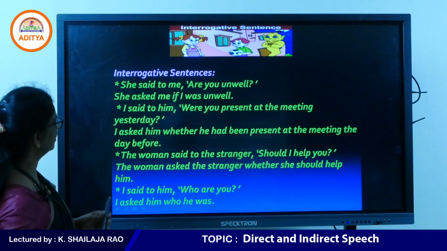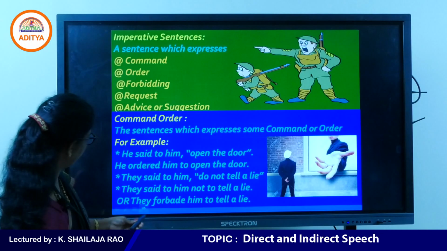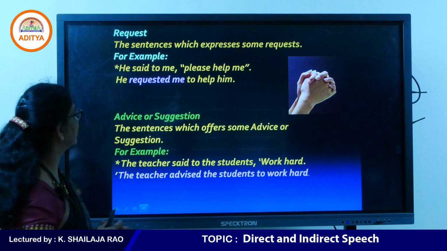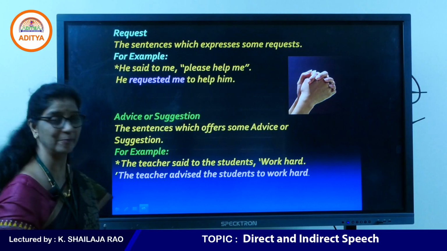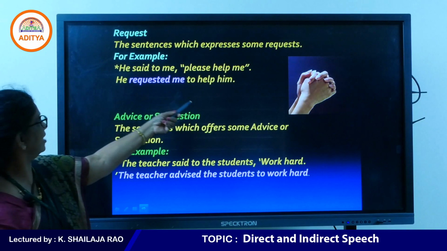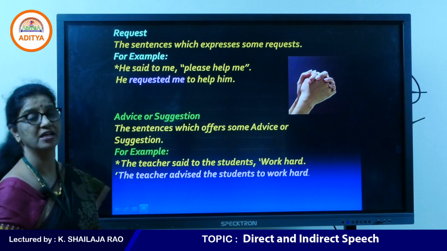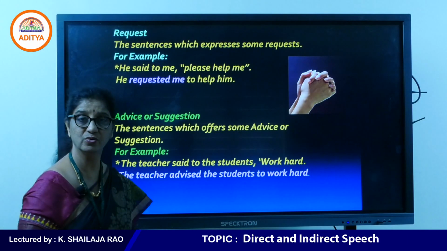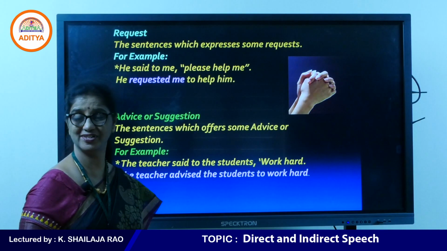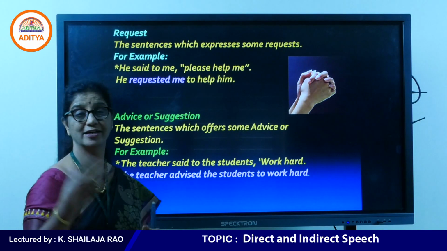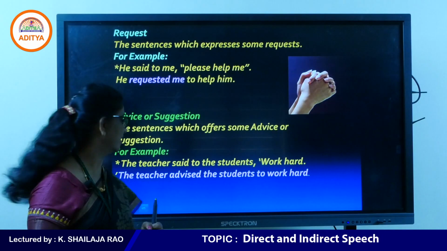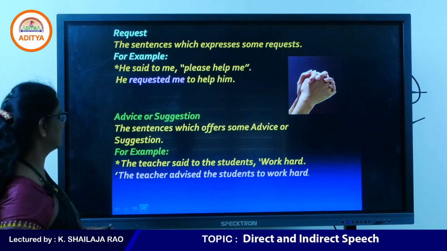Are you unwell? Interrogative sentences. We're going back. Okay. Request. How does it change? She said to me, "Please help me." She requested me to help him. So he requested me to help him. Whenever there's "please," you can predict that it's a request. Okay? And then advice or suggestion.